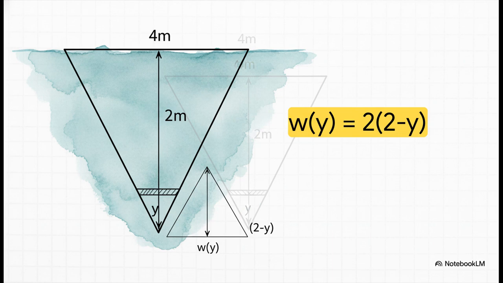Okay, so here's the big hurdle. We can't just plug in a single number for the width anymore, right? It's wide at the top, and it narrows to a point at the bottom. So we need to express this changing width as a function of our depth variable, y. And the way to do that is with similar triangles. You set up a ratio comparing the big triangle to a smaller one at some arbitrary depth y, and that lets you derive the function for the width.